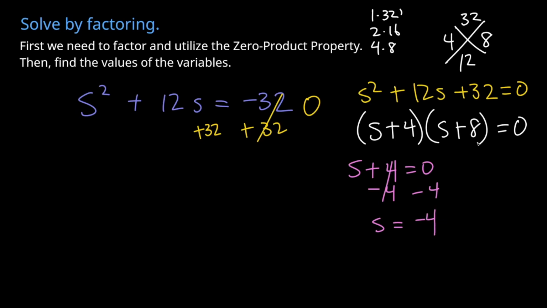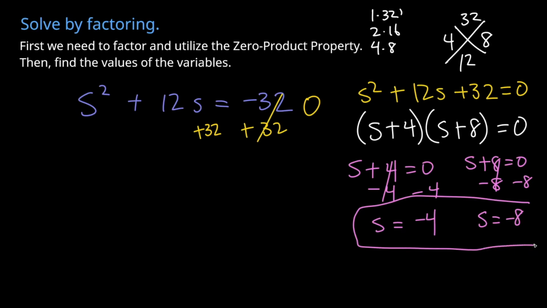Same thing over here. Find the value of s that makes this 0. We can do that by setting it up this way. s plus 8 equals 0. Subtract 8 from both sides. s equals negative 8. So we have our answers here. s equals negative 4 and negative 8.